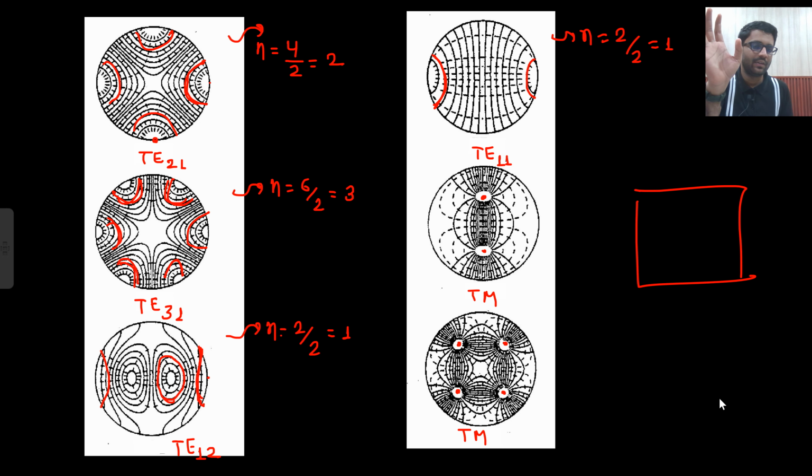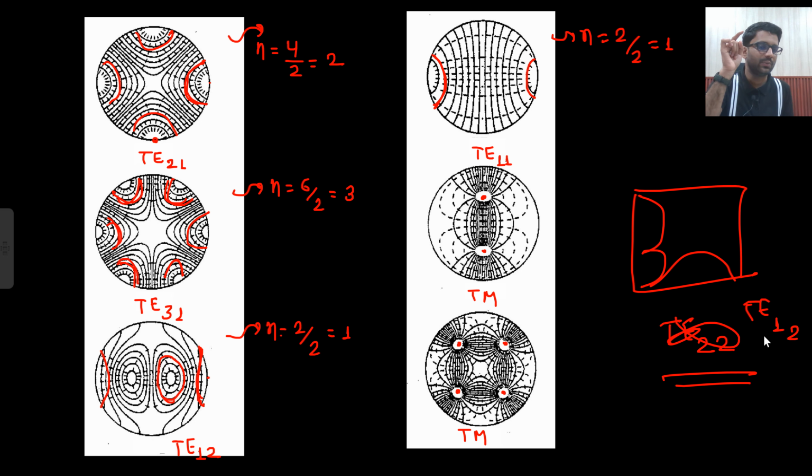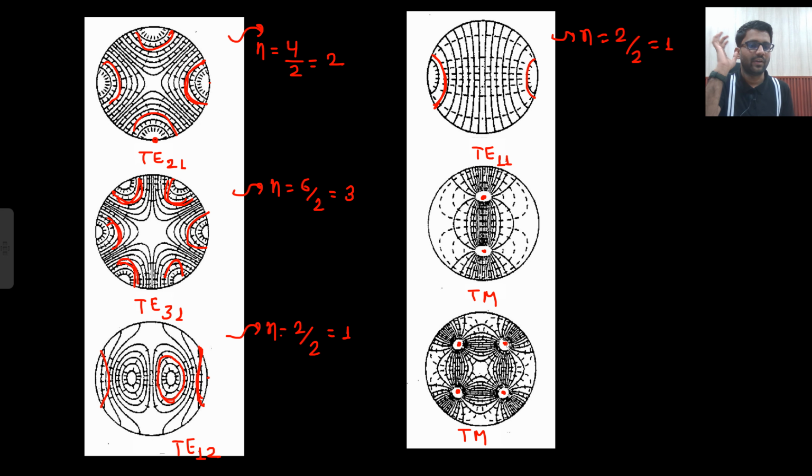In case of a rectangular waveguide, if this was the structure, then what we used to check was how many half cycles are there on the y-axis, and how many half cycles are there on the x-axis. So how many half cycles are there on the x-axis? 2. How many on the y-axis? 2. TE22. This is how we used to tell in our rectangular waveguide. If this was the case, how many half cycles are there on the x-axis? 1. On the y-axis? 2. So this was TE12. This is how we used to check in our rectangular waveguide. But in circular waveguide, things are different. N and P we need to check.